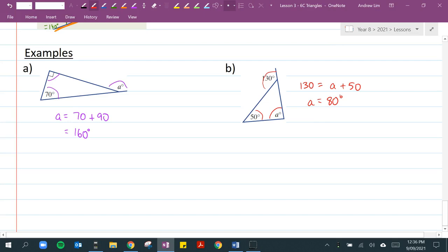And that's it for this video. So now you should know how to label your triangle, how to classify triangles, how to find missing angles in the triangle, and also how to use the exterior angle theorem.